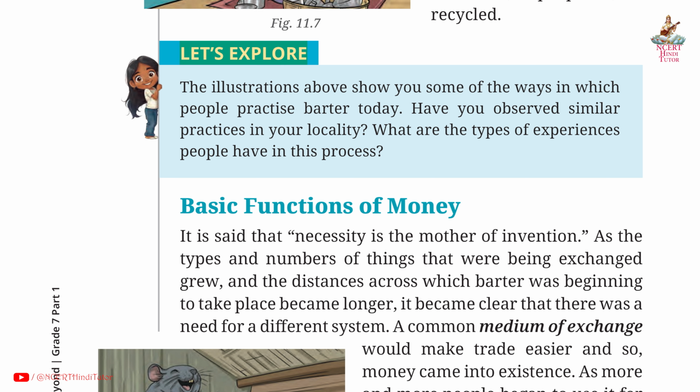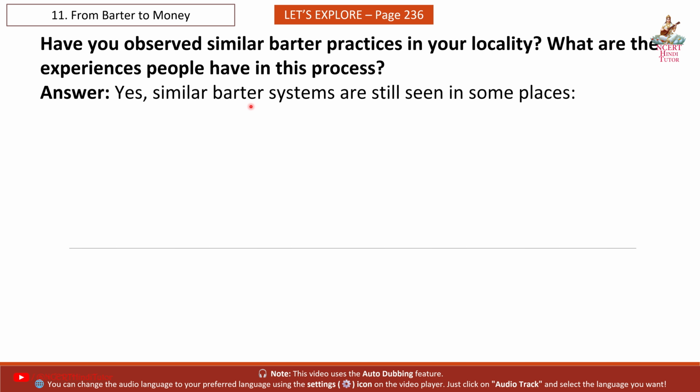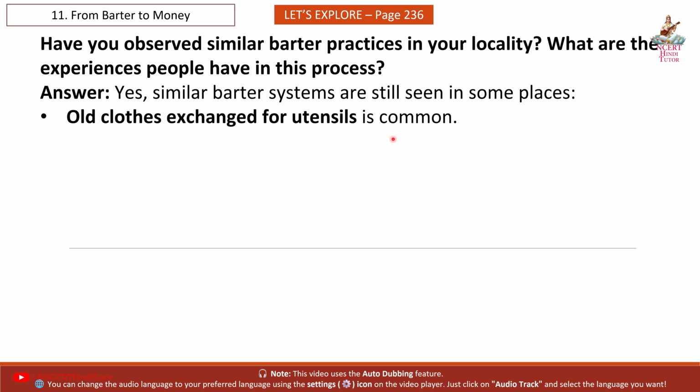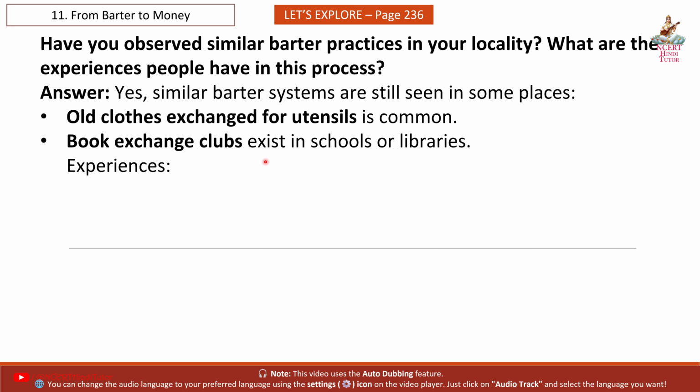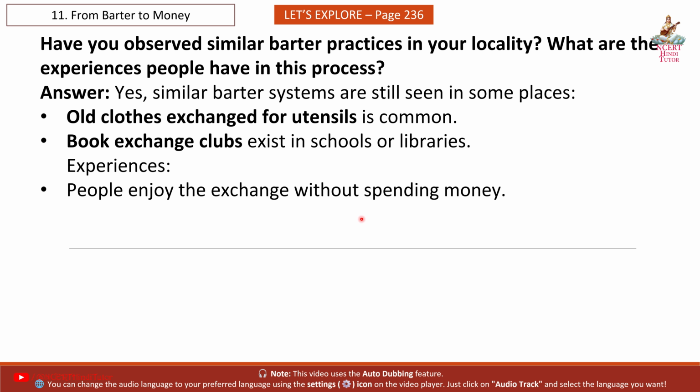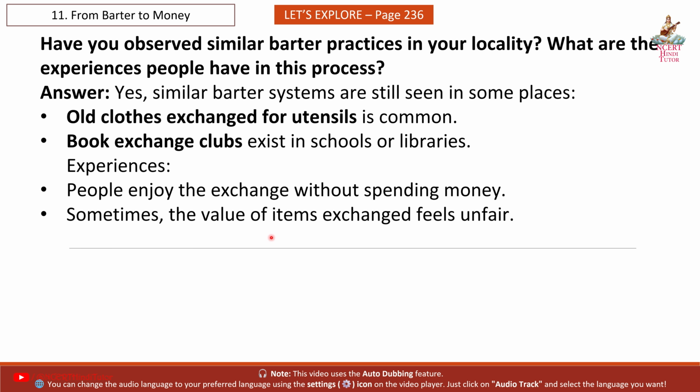Let's explore page 236. The illustrations above show you some of the ways in which people practice barter today. Have you observed similar practices in your locality? What are the types of experiences people have in this process? Answer. Yes, similar barter systems are still seen in some places. Old clothes exchange for utensils is common. Book exchange clubs exist in schools or libraries. Experiences. People enjoy the exchange without spending money. Sometimes the value of items exchanged feels unfair. It promotes reuse and community bonding.